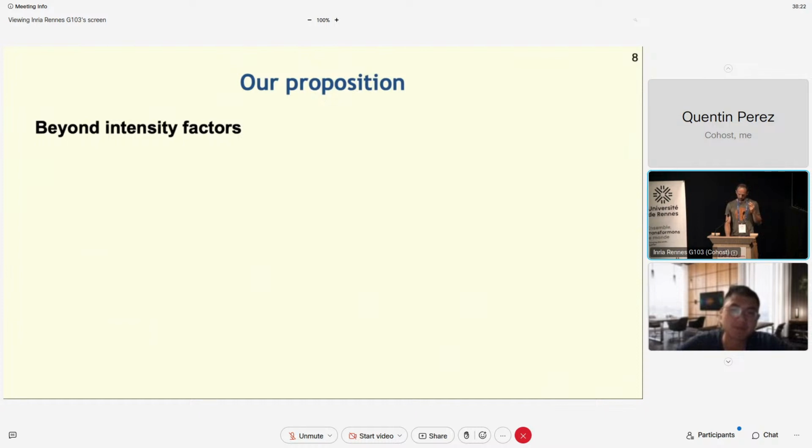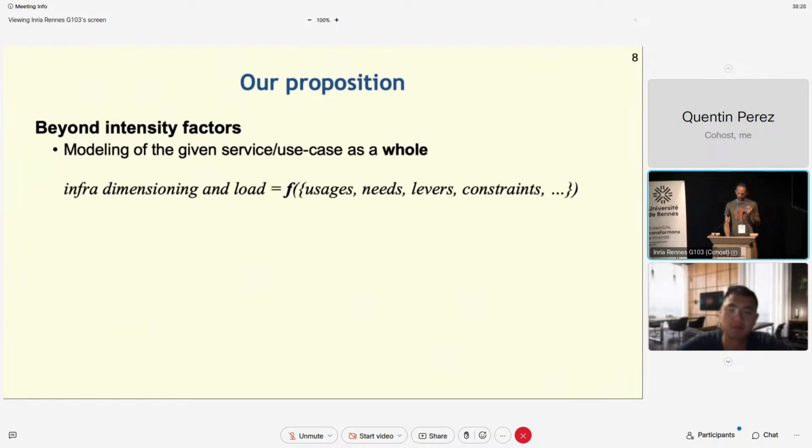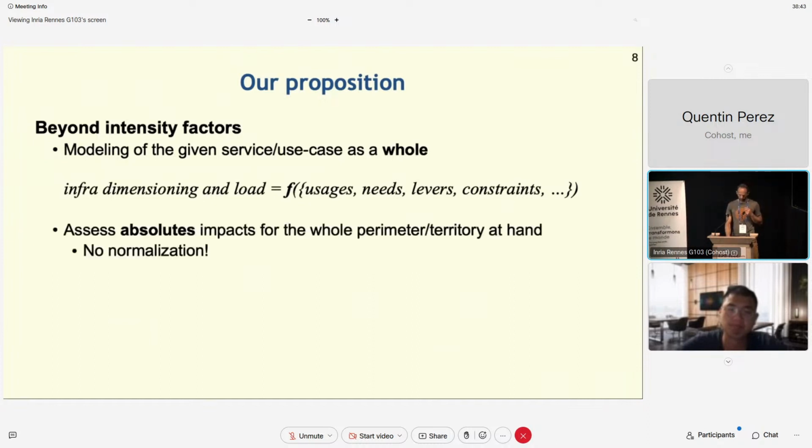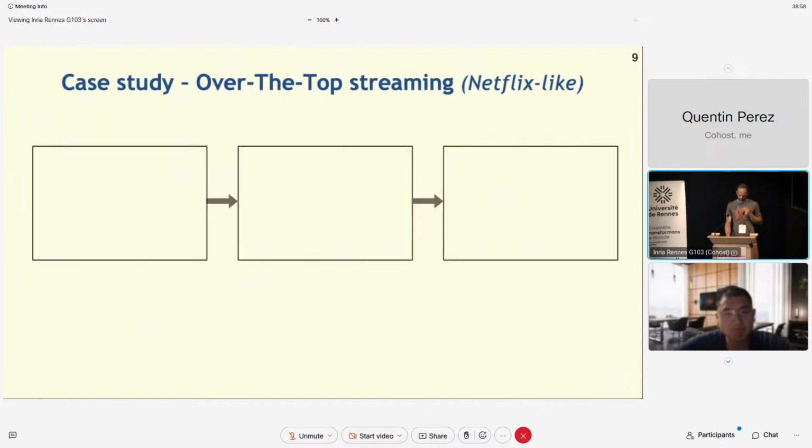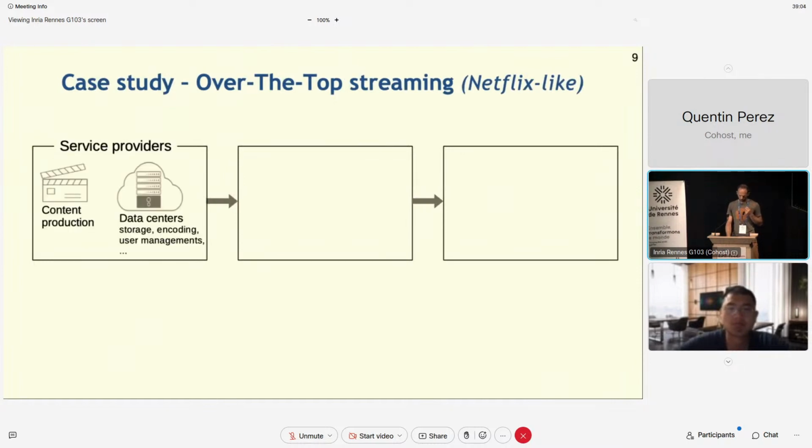To do so, our proposition is to go beyond intensity factors and related functional units by adopting a more global approach. Here the idea is to model the given service or use case as a whole, so a parametric model linking usage variables or actionable levels to the dimensioning and load of the infrastructure. And from this, we can then assess the absolute impact for the whole perimeter and territory that we consider. And then the idea is to run different scenarios, including a reference baseline, and to compare their respective impacts.